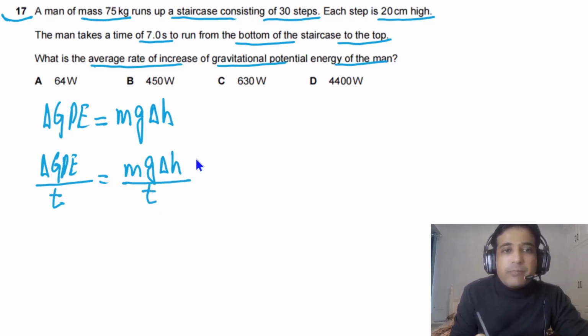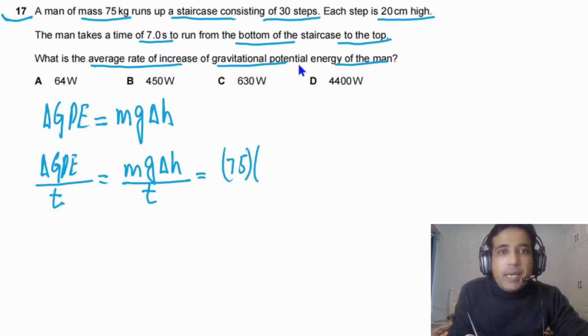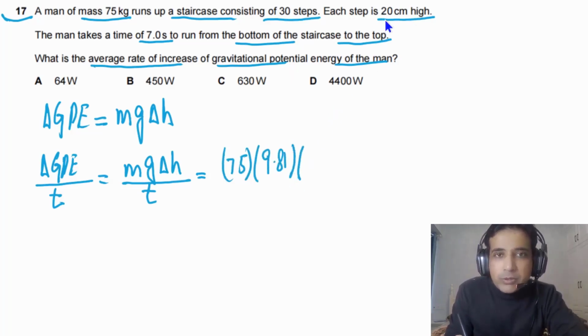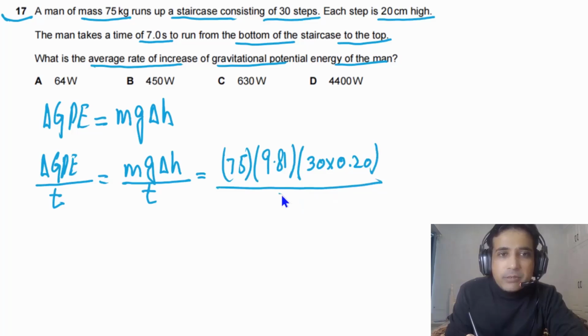Now in this case simply we need to plug in values. So this is the rate of increase of GPE. In this case mass of the person is given, that is equal to 75 kgs, and g is constant, that is 9.81. Height we need to find out. One step is 20 centimeters high and there are 30 steps. So 30 times 20 centimeters, which is 600 centimeters, just divide by 100, and divided by time taken. Time taken is 7.0 seconds.